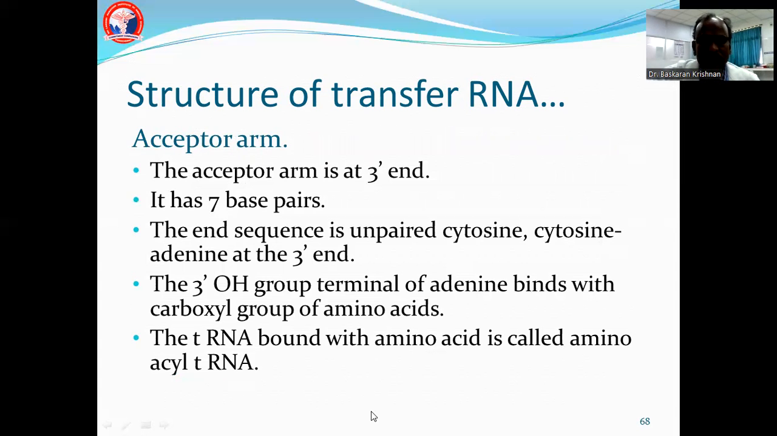Now let's start with the acceptor arm. It is at the 3' end. It has 7 base pairs and it ends with an unpaired sequence of 3 bases, cytosine, cytosine, adenine at the 3' end, CCA. This forms a bond with amino acids for transportation. Once it is attached to an amino acid, it is called aminoacyl tRNA.